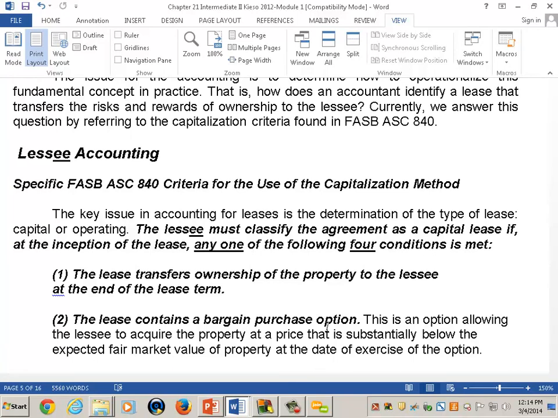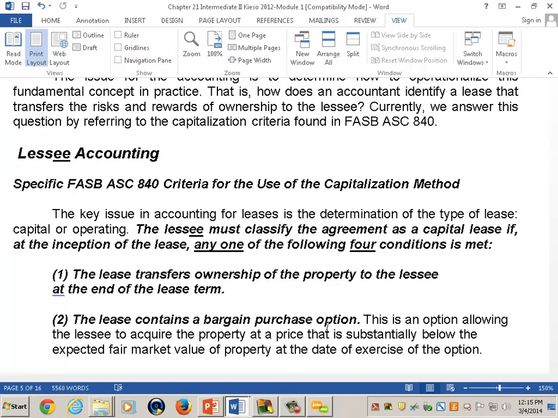If you meet any one of the 4, it is a capital lease. So if we go back here and we look at the conditions to operationalize this theory, meet any one of 4, operating lease, none of the conditions are met.